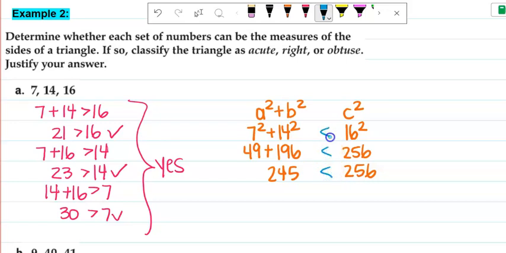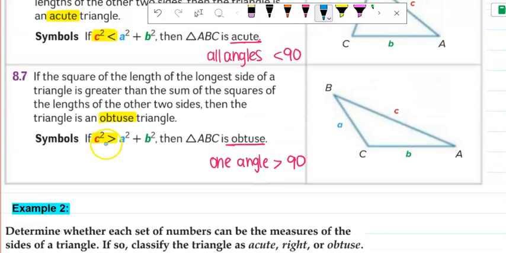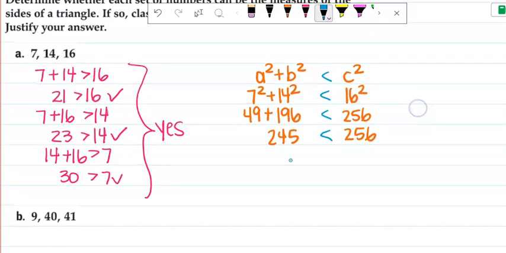So if we follow that inequality back up, we can see that c squared, that pretend hypotenuse, is going to be greater than a squared plus b squared. So if the c squared is bigger, that's going to produce an obtuse triangle.